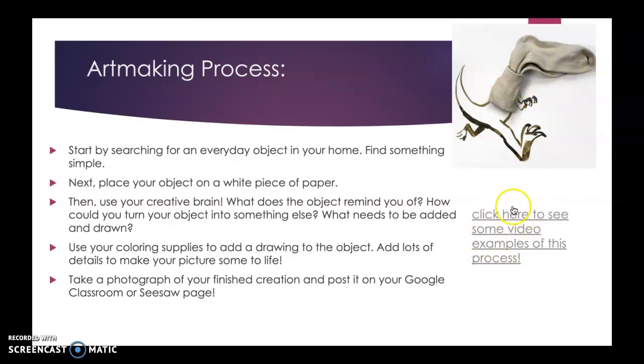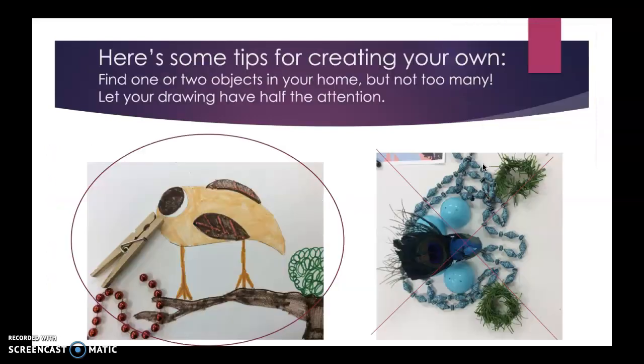If you click here when the video is over, you can see another video of some examples of artists creating these themselves. Here are some tips for creating your own. Find only one or two objects, not more than that. Let your drawing have half of the attention. So for example, in this picture, the student turned a little clothespin clip into a bird, and it looks like they put a little tiny bracelet there.